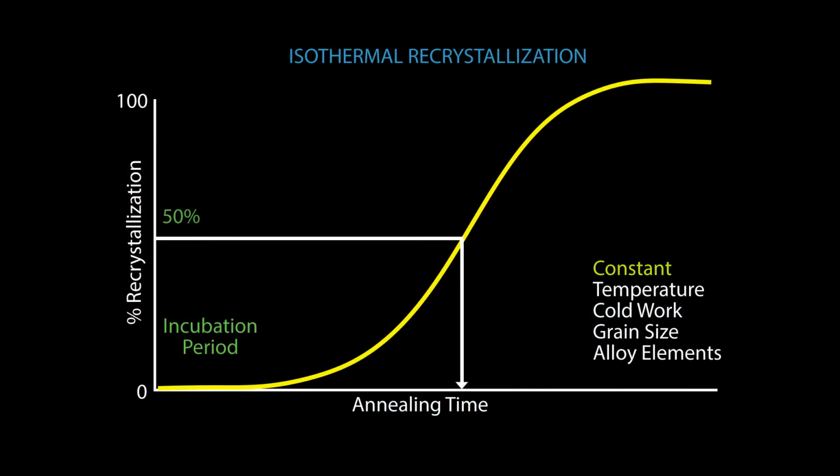This now is a graph that shows the percent softening or the percent recrystallization as a function of the annealing time, with the temperature being constant, the cold work being constant, and the chemistry or alloying elements being constant. As you can see, annealing does not take place immediately at the temperature. That's what's called an incubation period. Then, as soon as the sample starts to anneal or recrystallize, it usually goes up in an S-shaped or sigmoidal type of curve.